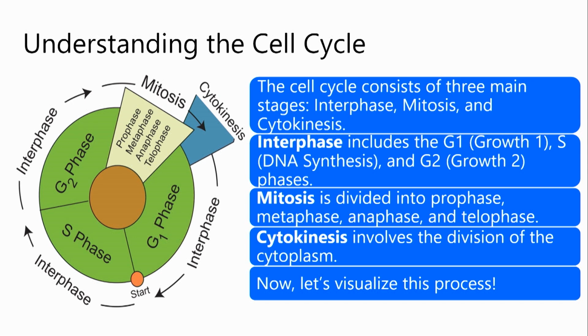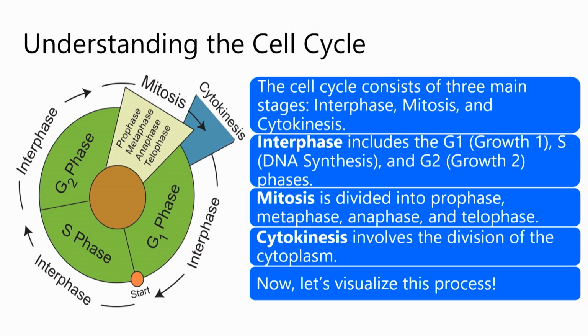Okay, so let's take a closer look at the green area of this circle. That's all interphase. So interphase is really long. It gets subdivided into 3 smaller sections. So you can see here that the 3 parts that make up interphase start with G1. The G here stands for growth. So the G1 phase is the first growth phase.